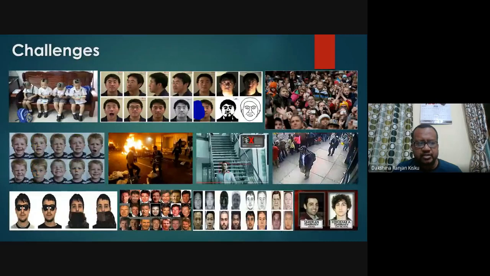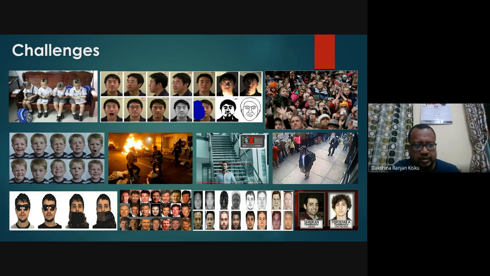Now, what are the different challenges of face recognition systems? These challenges make it quite difficult to recognize faces, whether familiar faces or unfamiliar faces. Now, what are the different challenges? If you look at the images carefully, in the first image you can see the twins. Twins' face images are very challenging to recognize.